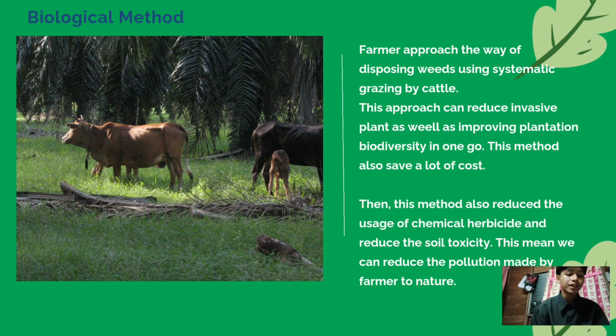In the biological method, farmers approach disposing of weeds using systematic grazing by cattle, by cows, and this approach can reduce invasive plants as well as improve plantation biodiversity in one go. This method also saves a lot of cost for fertilizer. Then, this method also reduces the usage of chemical herbicide and reduces soil toxicity. This means we can reduce the pollution made by farmers to nature.